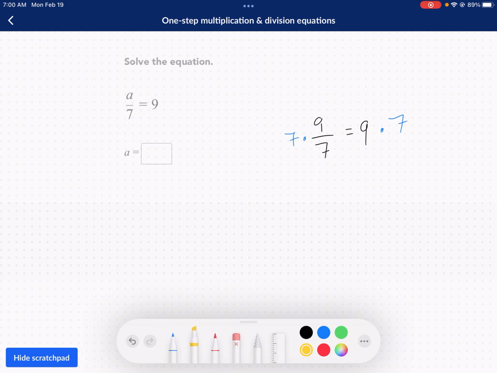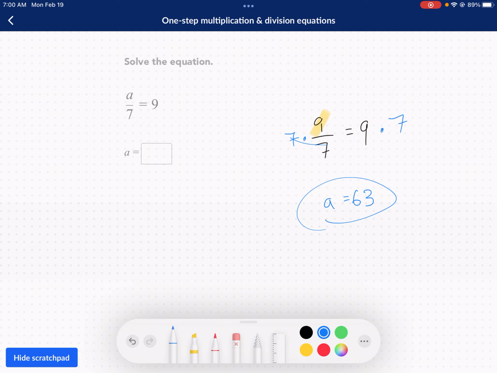Look what's happening to a. a is being divided by 7. So once we analyze what's happening to our variable, we can do the opposite operation to undo what's happening, so we can get the variable by itself. That's the whole goal, to get the variable by itself. We have a equals 63, and that's our answer.